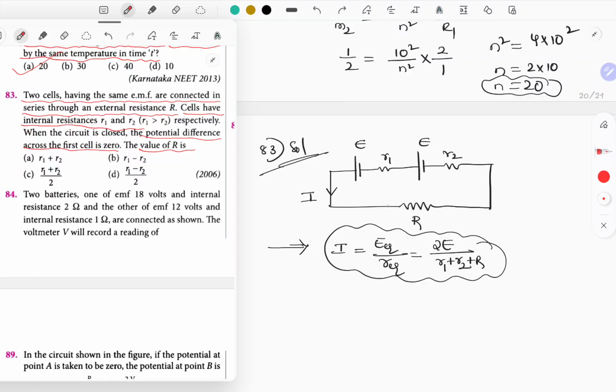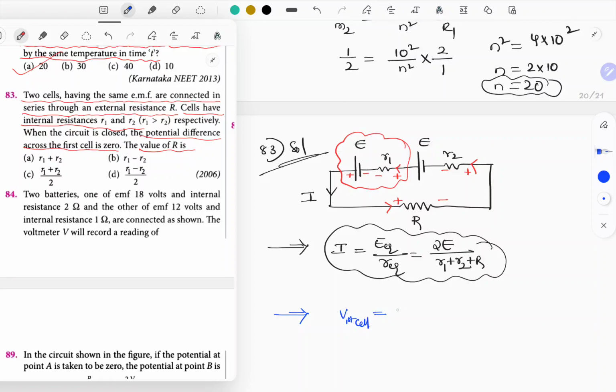This is how the current is flowing, in the anti-clockwise direction. Let's say here it is entering plus minus, here it is entering plus minus, and here it is entering plus minus. Just observe these two cells. These two cells look as if they are connected in series aiding or opposing. It looks like they are connected in series opposing. Then what's going to be the voltage across the first cell?